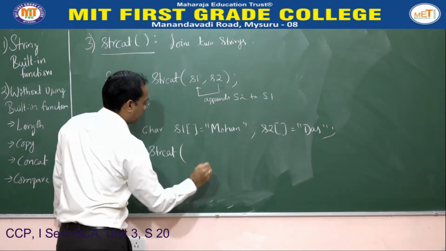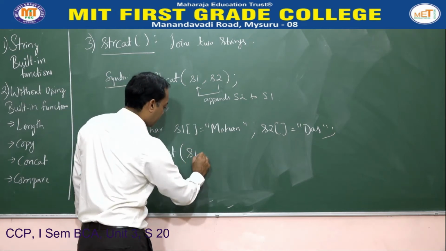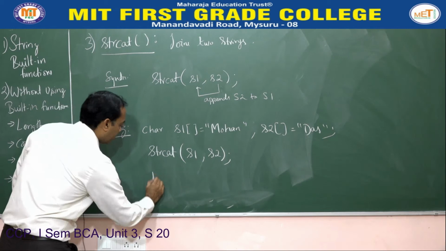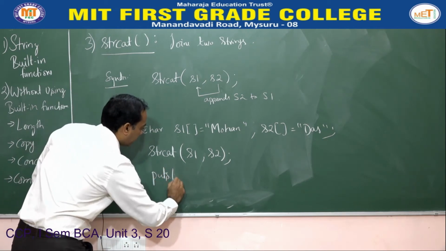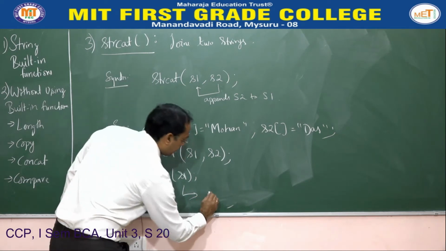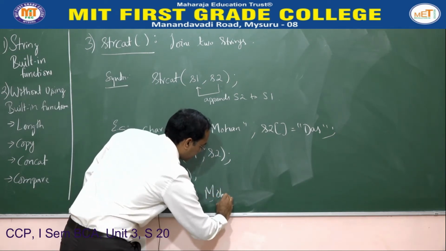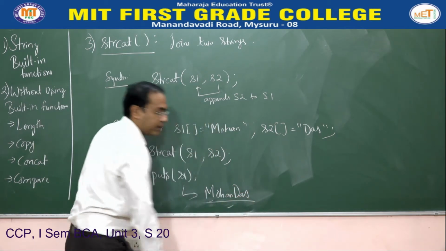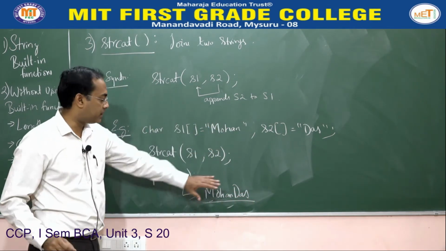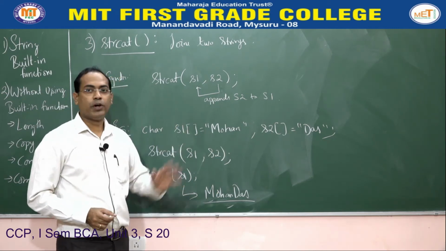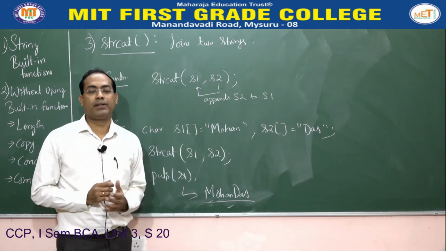strcat, first argument S1 comma S2, two arguments it takes. Now if you say puts S1, the S1 will display Mohan Das together. So it will be joined and there will be no space. So that is how it concatenates two strings. Hope you have understood the simple function.